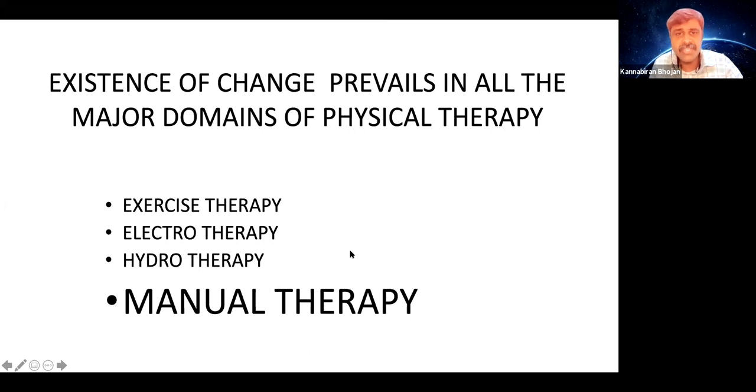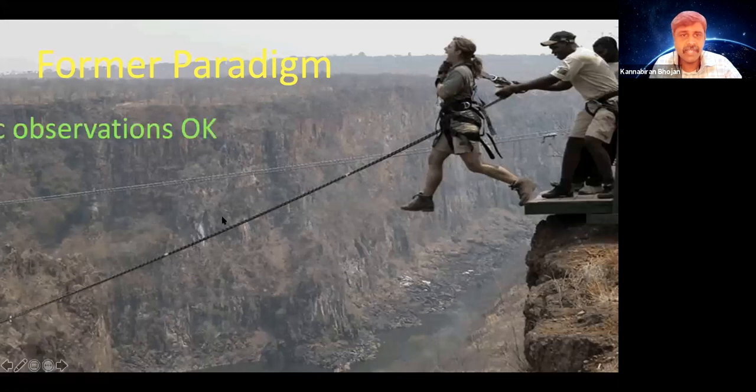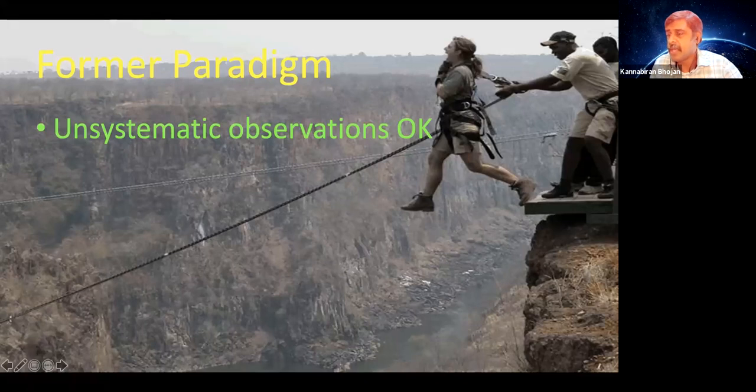So, what is the change in manual therapy? Earlier, we had a paradigm. This paradigm was enough to say that unsystematic observations are okay. Like you go to a clinic and do some observation with a senior, and you learn something, and then you start practicing. This is unsystematic observation.